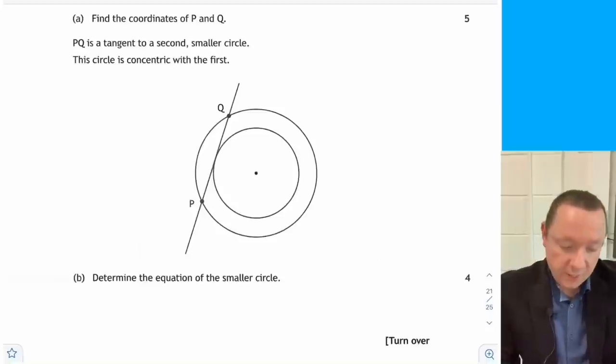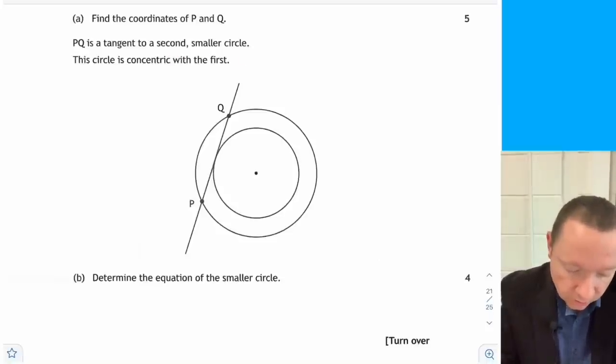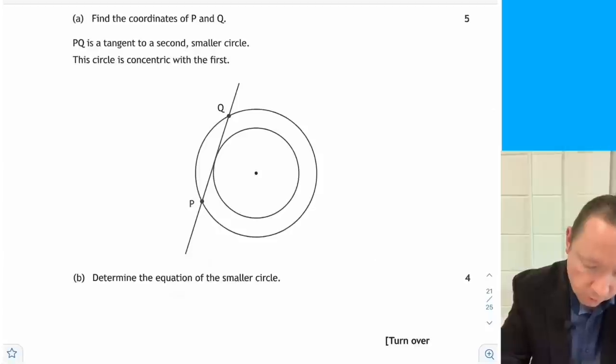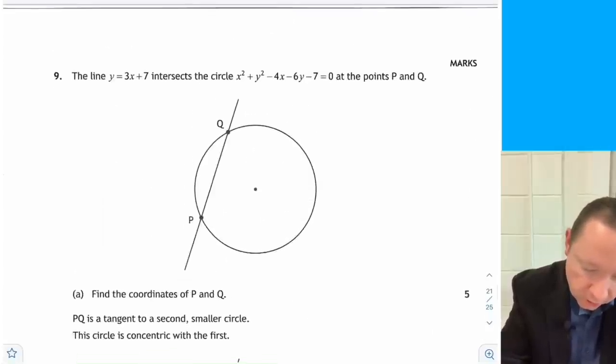Well, part B says PQ is the tangent to a second smaller circle. It's concentric with the first. Determine the equation of the smaller circle. So let's put some information onto this circle. First of all, the centre of this circle, well, that's just going to be 2, 3, half and half. Switch the signs.